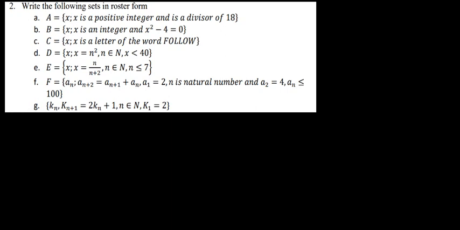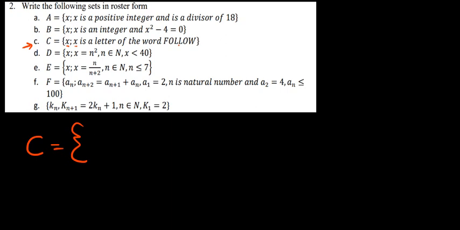Okay, so let's look at question C there. Question C says it's a set of all x's such that x is a letter of the word follow. Remember that the way we did it for mathematics is the way we are going to do it even for this word, follow. We are going to say set C is equal to, and then list the letters in the word follow without repeating any letter.